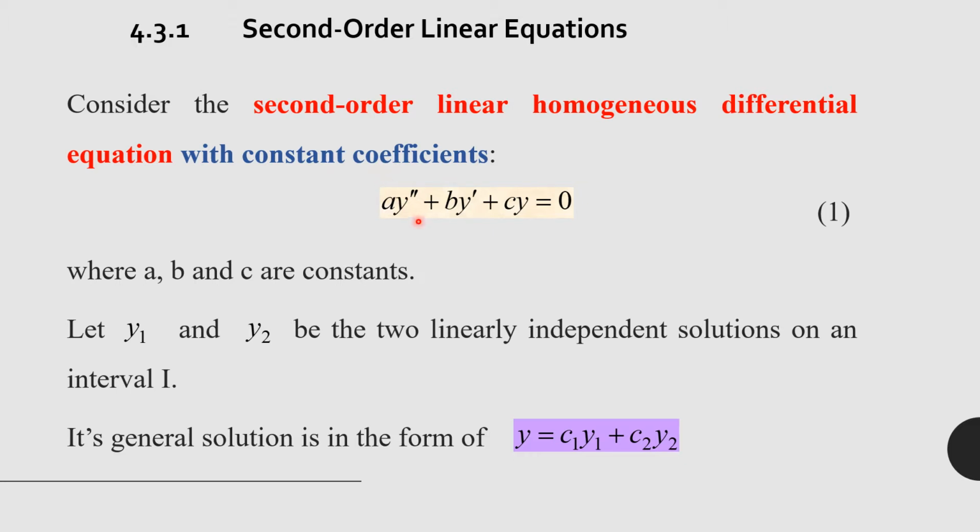Since the DE is of second order, there will be two solutions which we shall name y1 and y2. Let y1 and y2 be two linearly independent solutions on an interval I. In chapter 4.1, we learned that if the two functions y1 and y2 are linearly independent, and if they are solutions of the DE, then y1 and y2 form a fundamental set of solutions of the DE. Hence, we can write the general solution in the form y equals c1y1 plus c2y2.